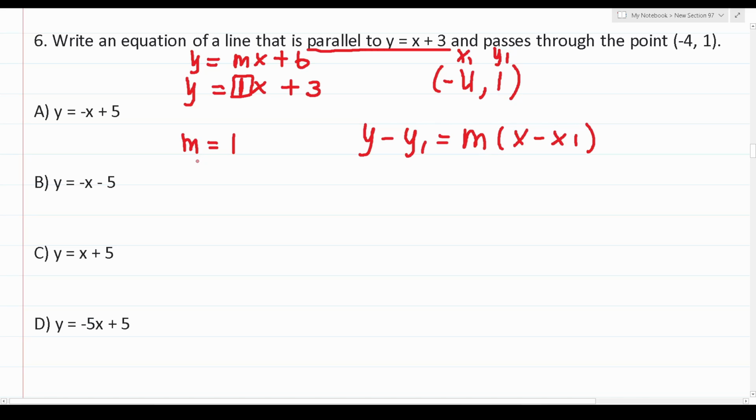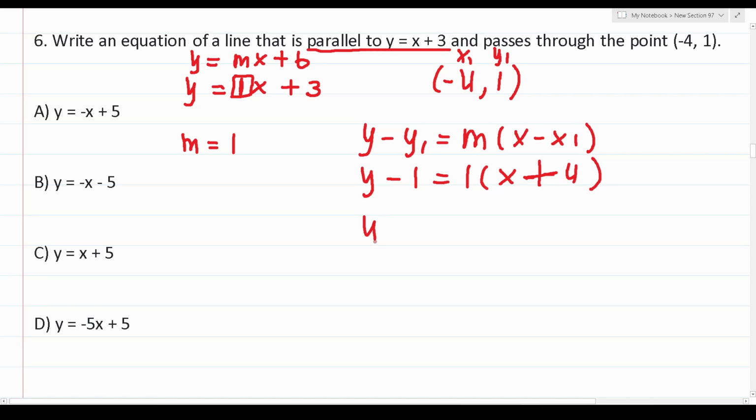So let's go ahead and plug those things in and simplify accordingly. This becomes y minus, what is y1? It's right here. It's 1 equals m. What is m? It's 1 times x. What is x1? It's -4. Well, this double negative here simply becomes positive. So minus -4 simply becomes plus 4.